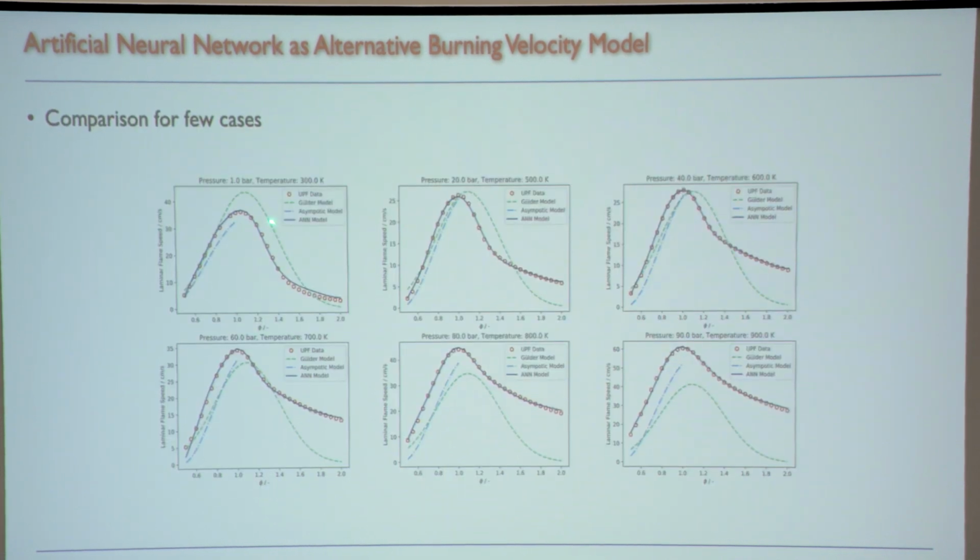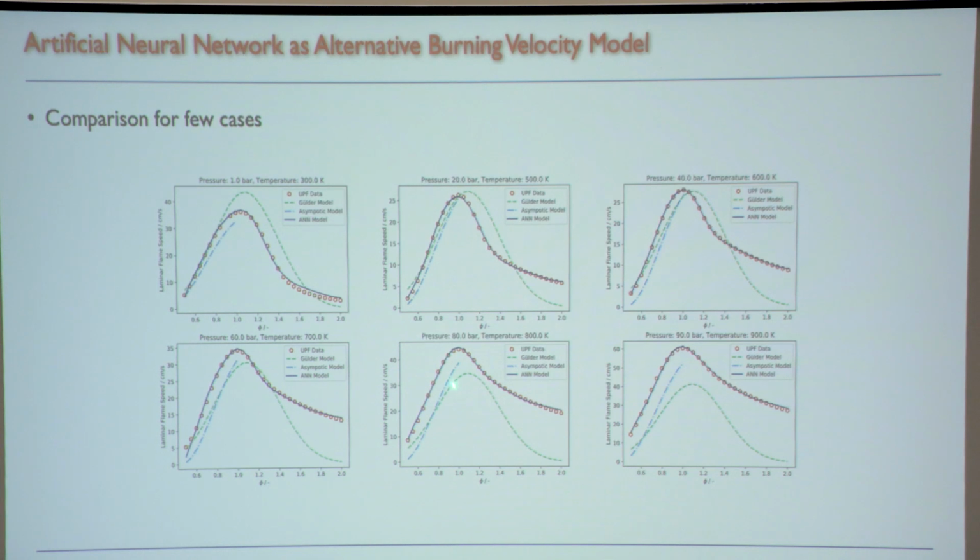And then this is what you get. You see here, a little hard to read, these are different pressures. All 6 are different pressures. And you see burning velocity as a function of equivalence ratio. The data here is from the detailed simulations, the circles, and then this black line over this is the ANN model, and this here is the Gülder model, and this here is the fit that I showed you earlier.